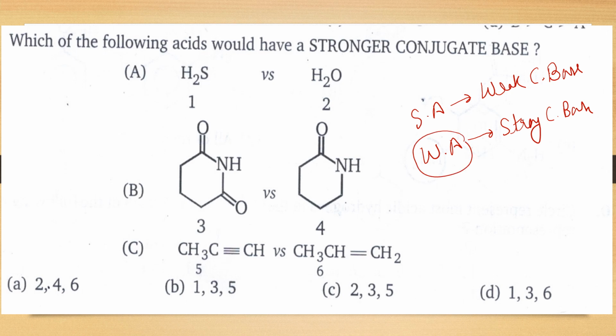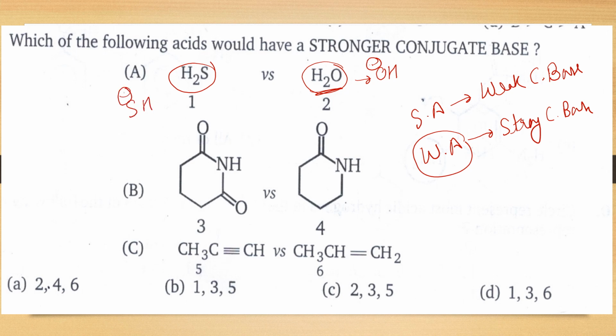So in the first compound, H2S and H2O. Which is the weak acid? H2O is actually the weaker acid, so its conjugate base will be strong. H2O will make OH negative, and the conjugate base of H2S will be SH negative.